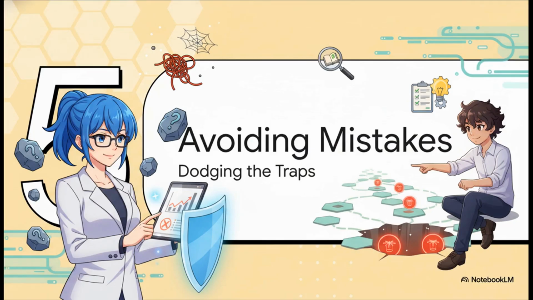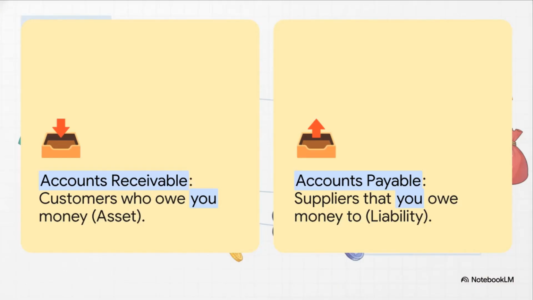Section 5. Avoiding mistakes, dodging the traps. Now, what's really interesting about this slide is that it highlights the single most confused pair of terms in all of accounting: accounts receivable versus accounts payable. Seriously, do not get these mixed up.